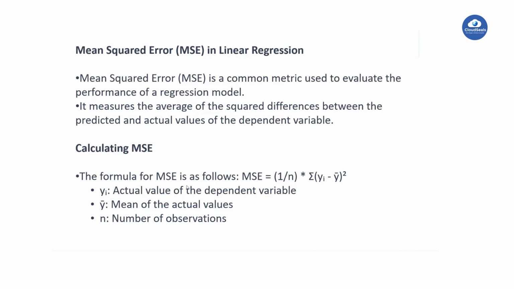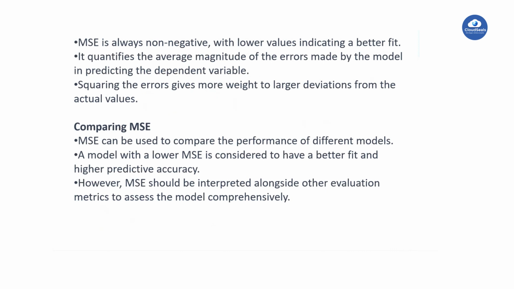Here y i is the actual value of the dependent variable, y bar is the mean of the actual values, and n is the number of observations, how many data points we are using to test the model. So MSE is always non-negative, because it is a squared value. Lower values indicate a better fit, that means a lower value gives lower error. That's why it is a better fit.